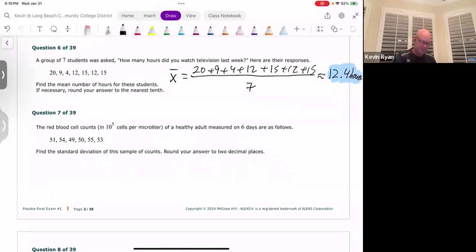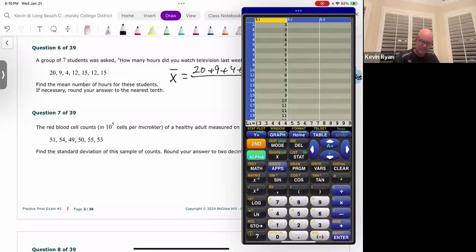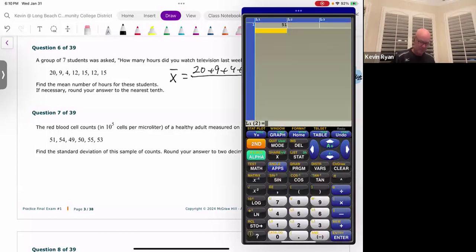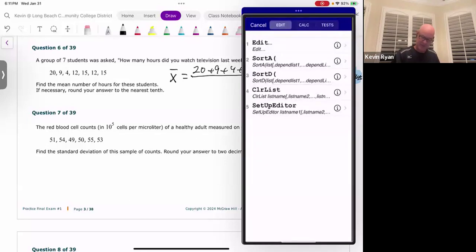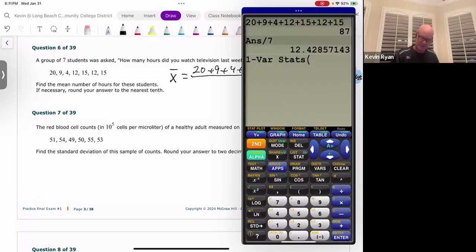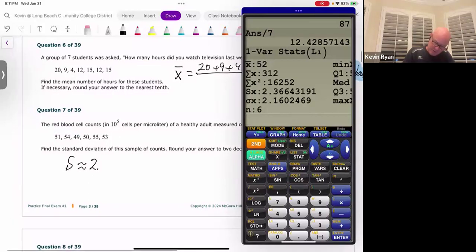Question seven. Red blood cell counts of a healthy adult measured on 6 days are as follows. Find the standard deviation. I'm going to use a list for this. So I'm going to run one var stats. I'm going to go to stat, calculate up at the top, one var stats on list one. And my standard deviation is 2.37, it looks like.